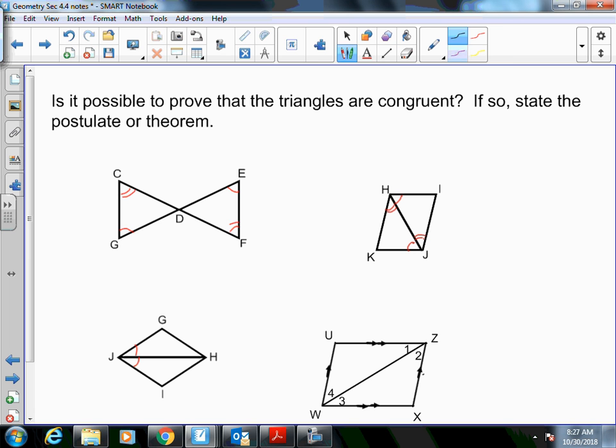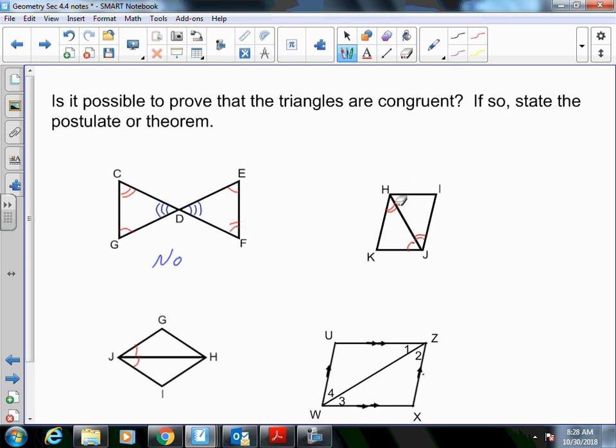But even if we show those are congruent, since they're vertical angles, now we've got three angles congruent. But so far, we haven't learned an angle, angle, angle postulate, right? Got to have at least one side, and we have no sides, and really there's no way to come up with saying that any sides are congruent to each other. So for this one, the answer would be no, we can't prove those congruent.